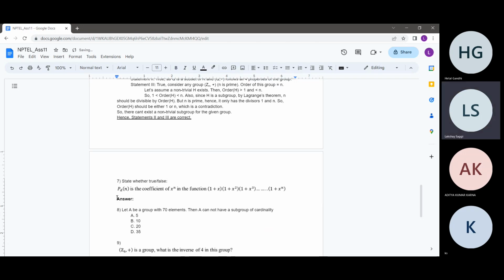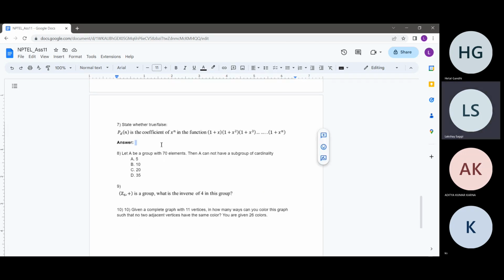So if not, let's just proceed to the next question. So next question says, so this is also a revision based question only, not too difficult. It says state whether this statement is true or false, and the statement is quite simple.